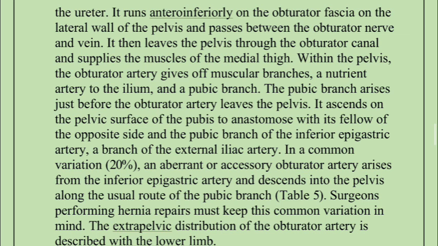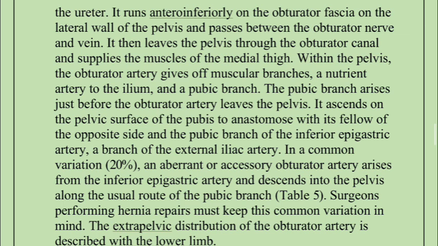You have a common variation in about 20% of persons where you have an aberrant or accessory obturator artery. This one arises from the inferior epigastric artery. So instead of coming from the internal iliac artery, in about 20% of persons, you see the obturator artery coming from the inferior epigastric artery, and it descends into the pelvis along the usual route of the pubic branch.